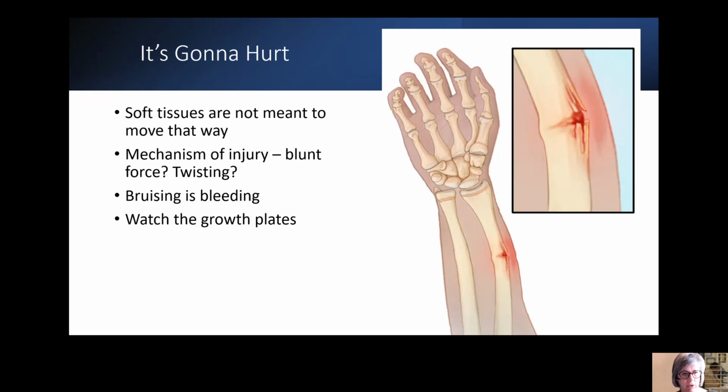I have heard of children who had an injury to the radial growth plate and not the humeral, and it ended up with a forearm that was twisted because one of those bones could grow and the other one could not. I have a personal example here too.